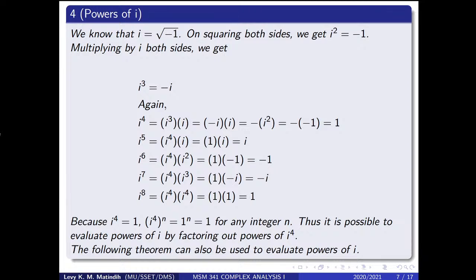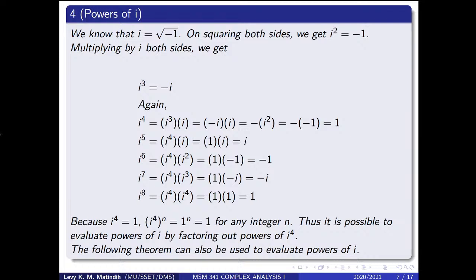So in general, because i to the power 4 is equal to 1, then i to the power 4 to the power n, this is an index of an index, is equal to 1 to the power n, because i to the power 4 is equal to 1, everything to the power n. And 1 to the power n is 1. So i to the power 4, everything to the power n, gives us 1 for all integers n.